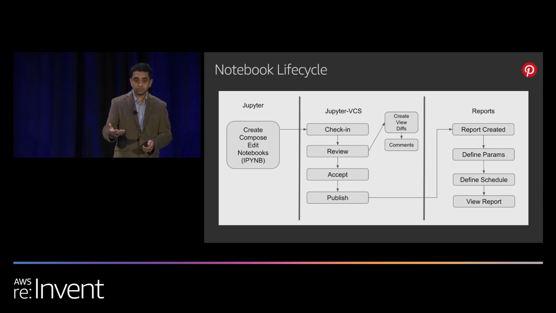There you create a report. When you publish a notebook, it automatically creates the report. Once the report is created, you create parameters for how to run the report, and create schedules, like at what schedule you want to run it. And then once it is done, you can view the report.